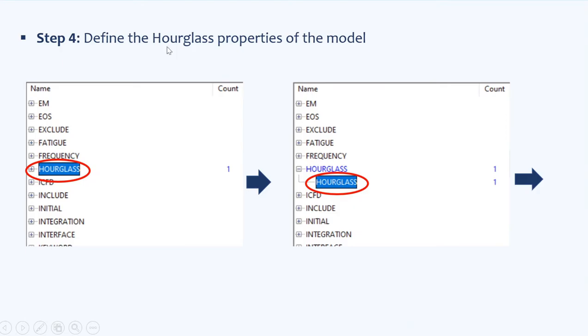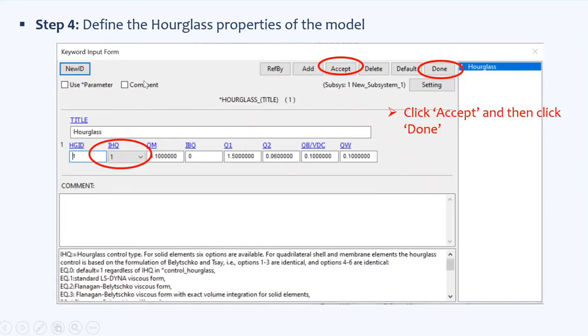So the next step will be providing hourglass properties of the model. Here you go to the keyword manager, and you can see the hourglass option. You click on the hourglass option. You can see only one keyword is there, so you click on the hourglass mode. And next, you can see this box, where you define the hourglass properties of the model.